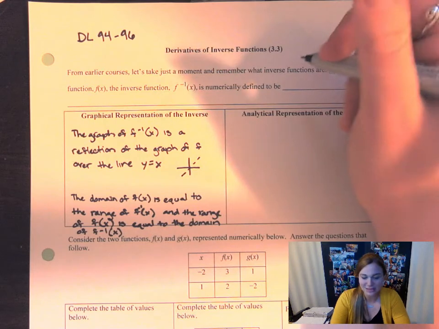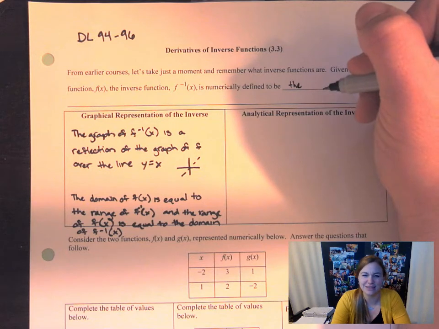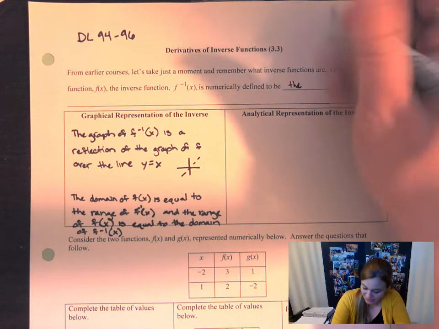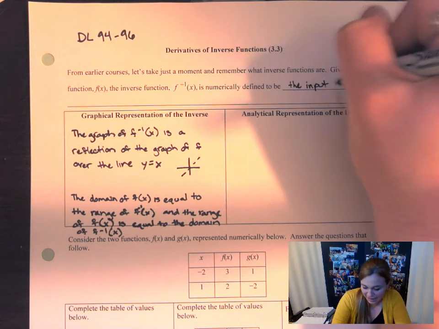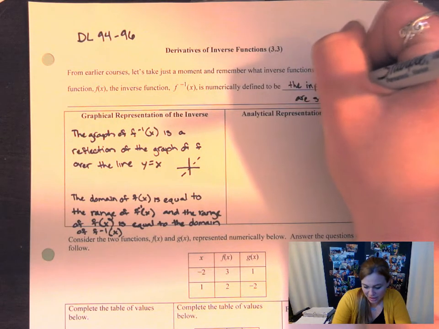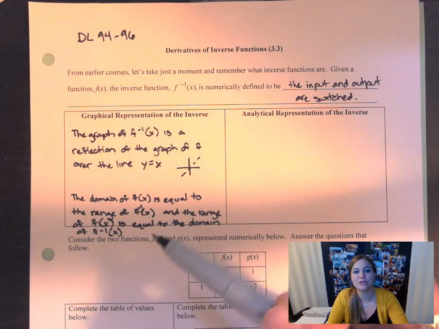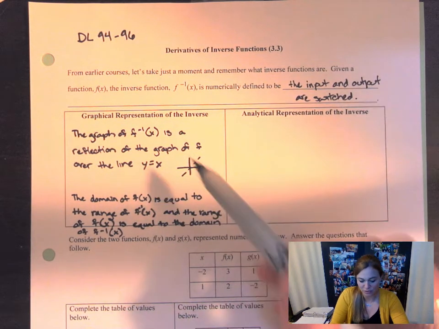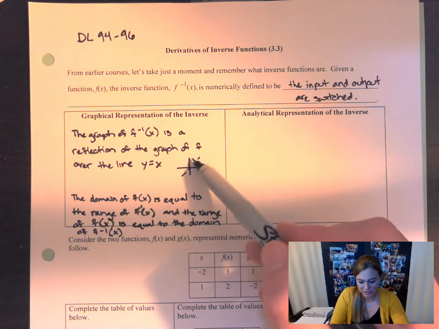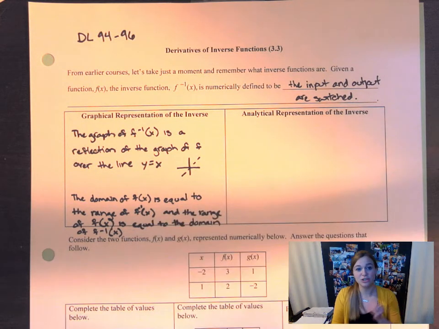It's defined numerically, and this is going to be a little bit elementary, the way that I'm going to say this: the input and output are switched. The graph of f inverse is a reflection of the graph of f over the line y equals x. So if there's something here on the graph, it will be down here. Everything is a mirror image over the line y equals x. The domain of f is the range of f inverse, and the range is the domain. So everything is just flip-flopped.